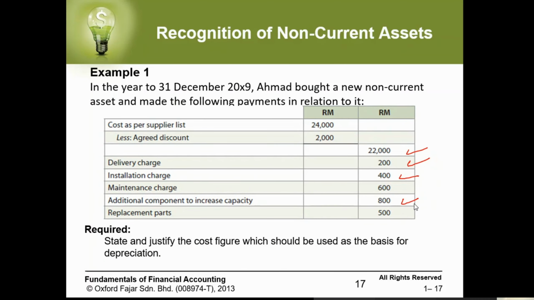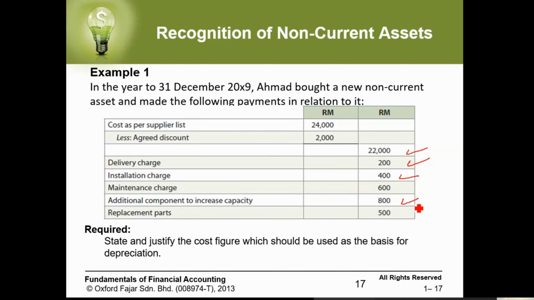But if we add some components to the asset, and it's increasing its quality, increasing its capacity, as an example, if the machine is printing 10,000 pages per hour, and we add one component to this machine, so now we start printing 15,000 pages per hour. So this component, we can consider it part of this machine cost because it increased the capacity of that machine.